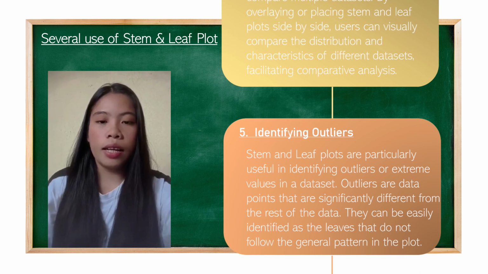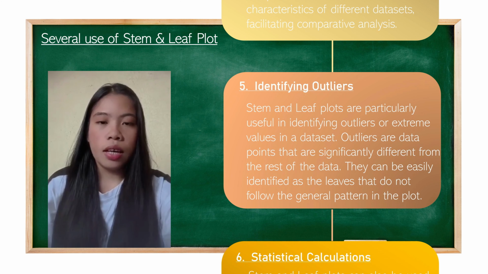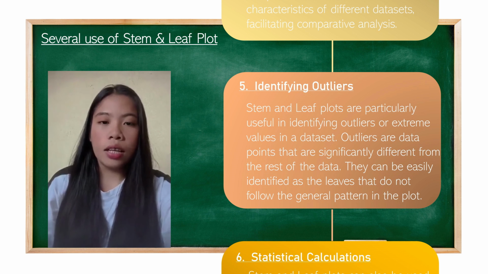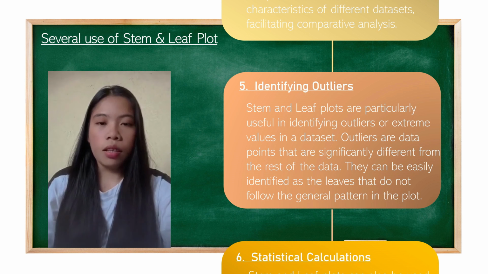Number 5. Identifying outliers. Stem and leaf plots are particularly useful in identifying outliers or extreme values in datasets. Outliers are data points that are significantly different from the rest of the data. They can be easily identified as the leaves that do not follow the general pattern in the plot.